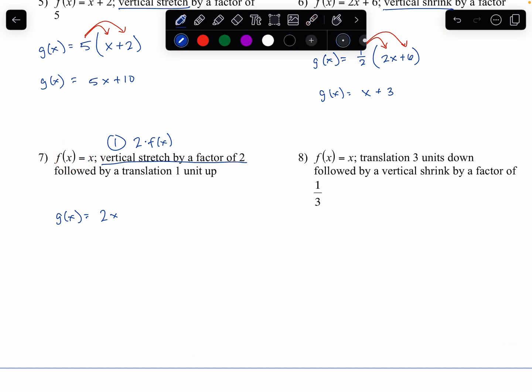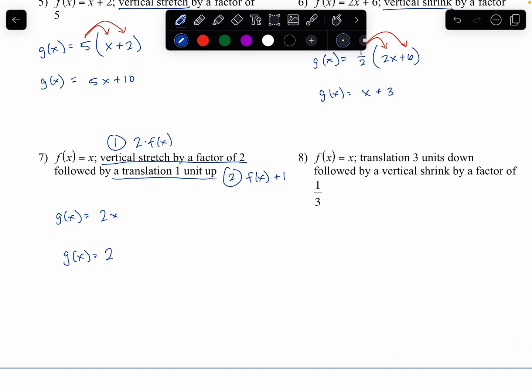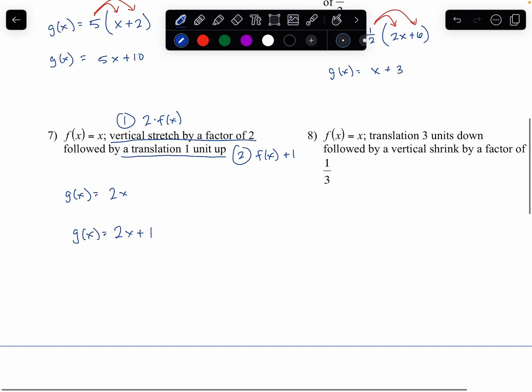Okay, now the next transformation, followed by a translation. So this is going to be the second one. Translation up 1. So that's going to be f of x plus 1. But you're not going to write this function right here, because we're going to add this transformation to what we just did. And so this right here is going to take on 2x, and then we're just going to add 1 to it. So then the next step would be g of x is equal to the function that we currently have, and then we're going to add 1 to it. So plus 1. And there you go. We just applied both those transformations.